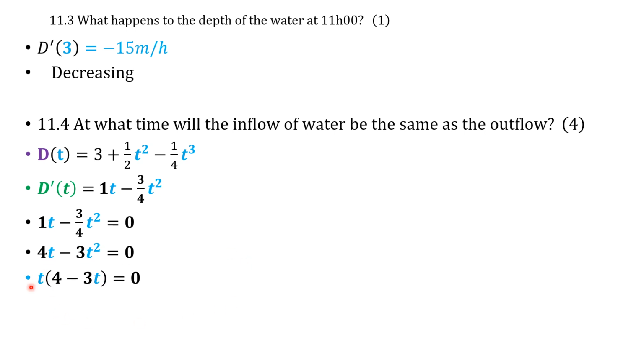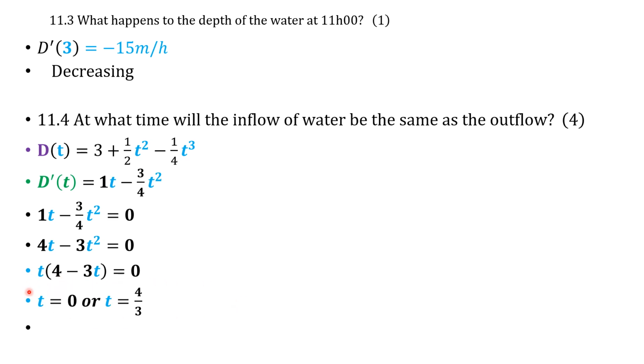So there t came out. 4t divided by t gave me 4, minus 3t squared divided by t gave me minus 3t. So t times (4 minus 3t) equals 0. So t equals 0, or if I take 4 across, it becomes minus 4 divided by negative 3, so t equals 4 over 3. So at what time will the inflow of water be the same as the outflow? At time 0 or at time 4 over 3?